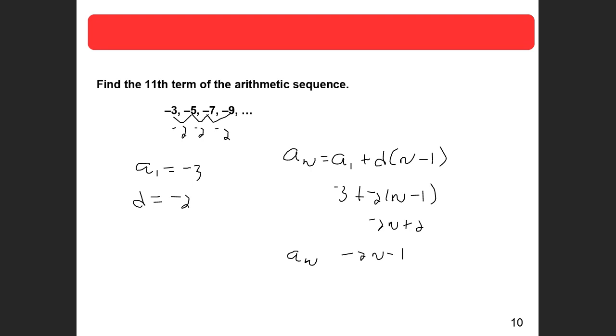Now, does it work? Well, my first term, if I put 1 in here, -2 times 1 is -2 minus 1, gives me -3. So my first term is -3. So it does work. And then all you have to do is plug in 11. So -22 minus 1. So the 11th term should be -23.